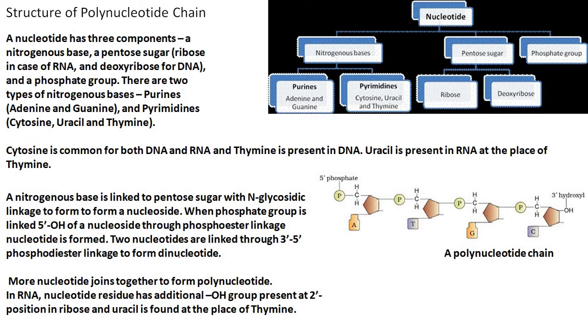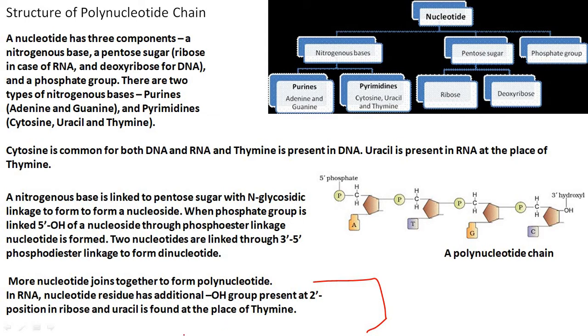The nucleotides are linked through a 3' to 5' phosphodiester linkage to form a dinucleotide. This is a polynucleotide chain. As you can see, more nucleotides join together to form the polynucleotide, and in RNA, the nucleotide residue has an additional OH group present at the 2' position in the ribose, and uracil is found in place of thymine. So the nucleic acid is the organic acid found predominantly within the nucleus and takes part in the formation of the chromosome.